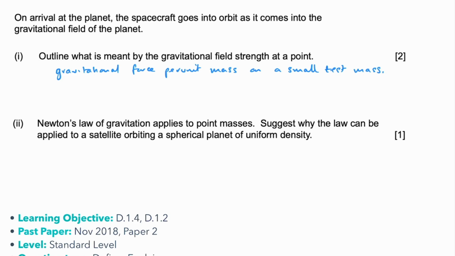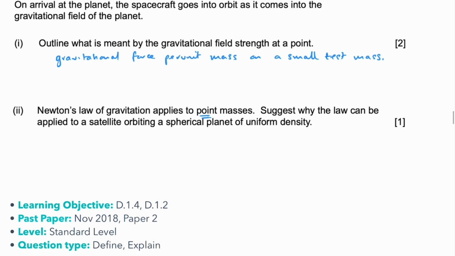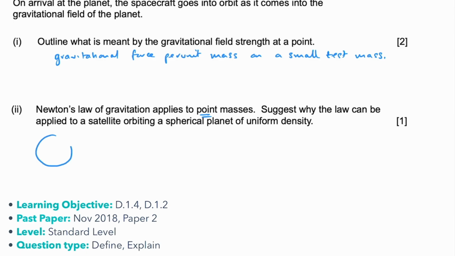2. Newton's law of gravitation applies to point masses. Suggest why the law can be applied to a satellite orbiting a spherical planet of uniform density. Well, a spherical planet of uniform density means that all the mass acts as though it's from the centre of the planet. So that's where the mass of the planet comes from.